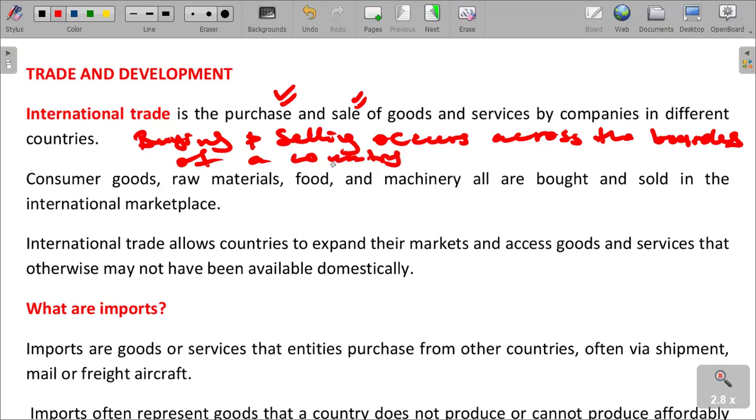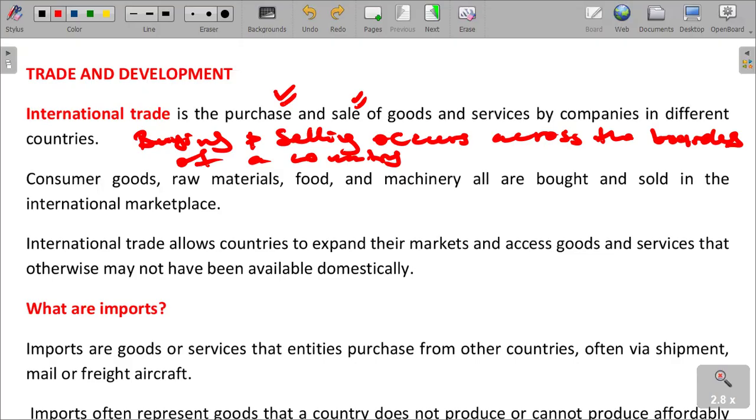So this form of business transacting, the transacting that takes place across borders, we define as international. As long as it involves two countries, as long as it involves a movement of goods and services across the borders of a country, we define that as international trade.